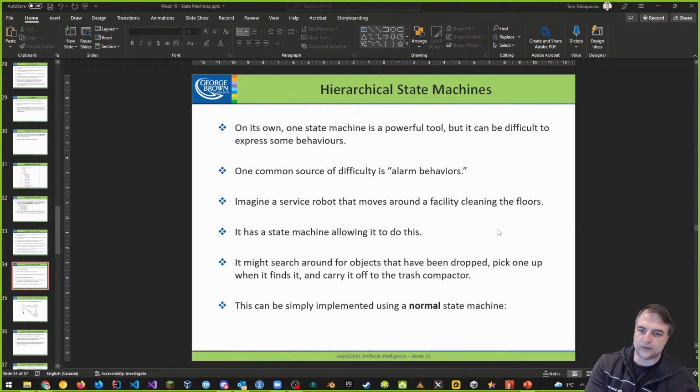One thing to note, guys, is that if you don't understand regular state machines, then hierarchical state machines are going to be more difficult to understand. State machines are really powerful, but sometimes it's difficult to express some types of behaviors. One common source of difficulty is the alarm behaviors that we just talked about. The player raises an alarm, that's a new state. But it could be an alarm state that's for multiple enemies, as an example.